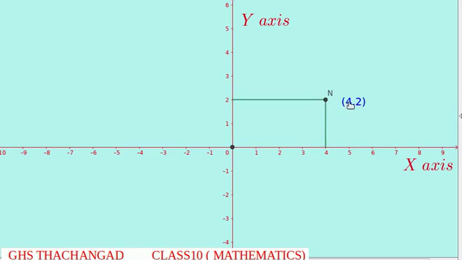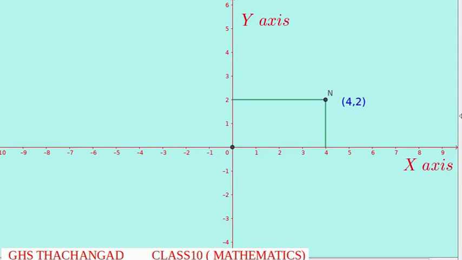This 4 represents the distance along the x-axis, that is 4 units, and along the y-axis 2 units. Therefore the first number is called the x coordinate and the second number is called the y coordinate. We use a bracket and separate them by a comma. This is the representation of a coordinate. The coordinates of the point are (4, 2).